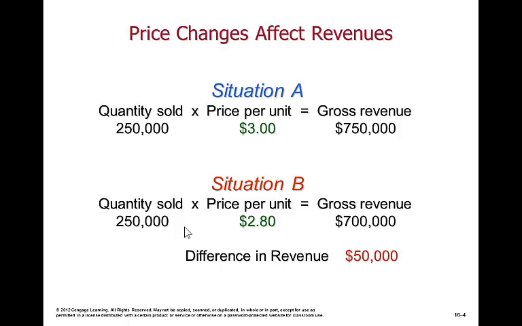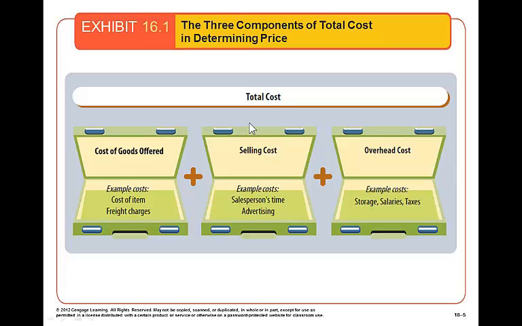We have situation A and B. We have a quantity of 250,000 units sold in both cases, but in situation A, the price is $3 per unit. In situation B, the price is $2.80 per unit. So by reducing our price by 20 cents, we reduce our revenue by $50,000. That could be very significant for a small business. So you can see that slight changes in pricing can generate big changes in the amount of revenue that we will see in our small businesses.